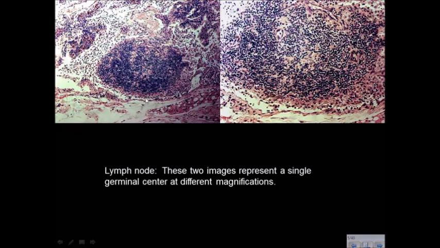Here is the subcapsular space. Okay, here is a vein with little red blood cells in it. Here is an artery, kind of cut cross or longitudinally. Here's another artery.